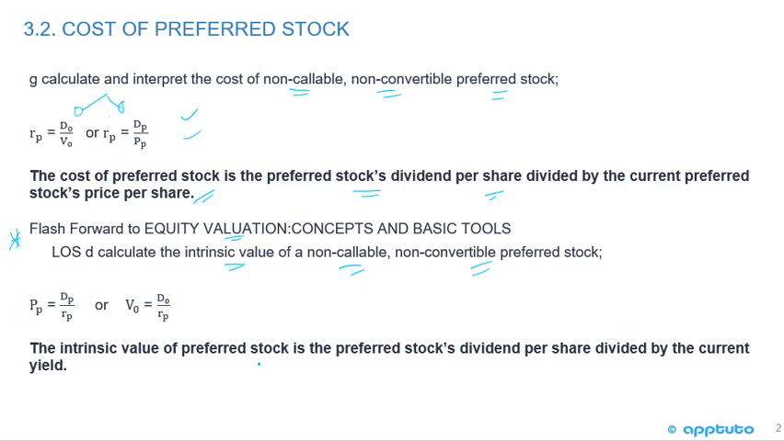If we skip ahead to the equity valuation, how do we calculate the price of the stock? Well, it's just doing a little bit of algebra. If we bring the price up here and then divide by the cost, you can see that the price of the stock equals the dividend divided by the cost. So the intrinsic value of the preferred stock is the preferred stock's dividend per share divided by the current yield. And the yield is the dividend per share divided by the current stock price. So a fairly easy concept.